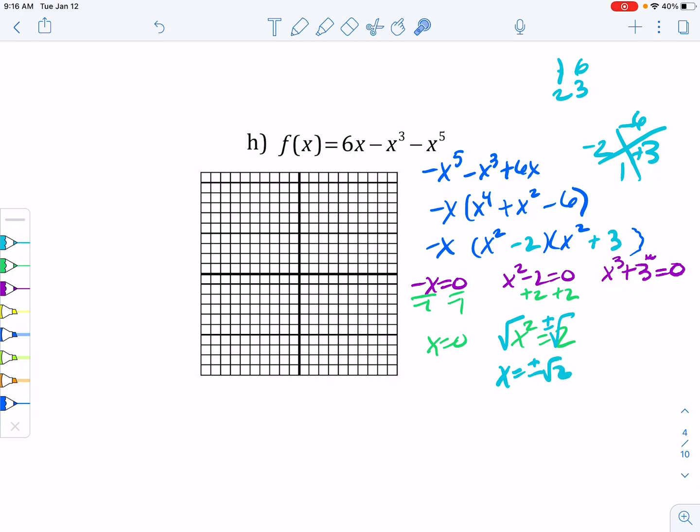If we look at this one, we're going to subtract the 3 to the other side. So I get x cubed equals negative 3. We're going to take the cube root to undo cubing. So we're going to get x equals, when you take the cube root, you don't need plus or minus. You only need your plus or minus on your even roots, not your odd roots. So I get the cube root of negative 3.